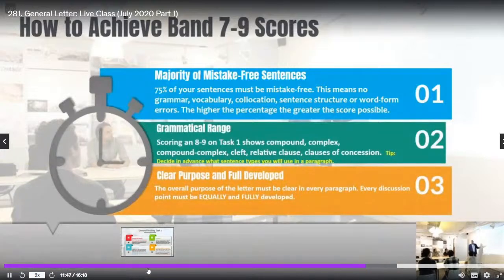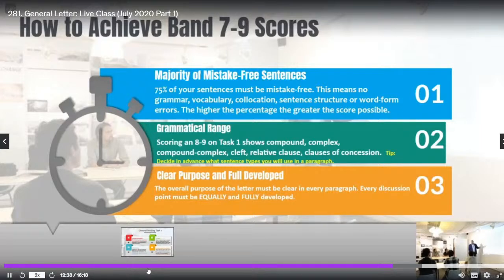In addition, if you want to get a score of 7 to 9, you want to make sure that the majority of your sentences are mistake-free sentences. This is a big, big mistake that I see in letters. I've seen people write letters where the organization is very well done. They have enough sentences in each paragraph. They have great information. But then they have a grammar or word mistake in almost every sentence. And when you do that, it's very easy for an examiner to just put you at a 6 or 6.5 because you're not able to write the majority of your sentences mistake-free.